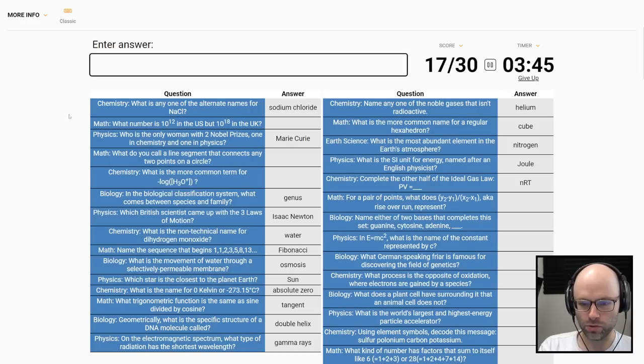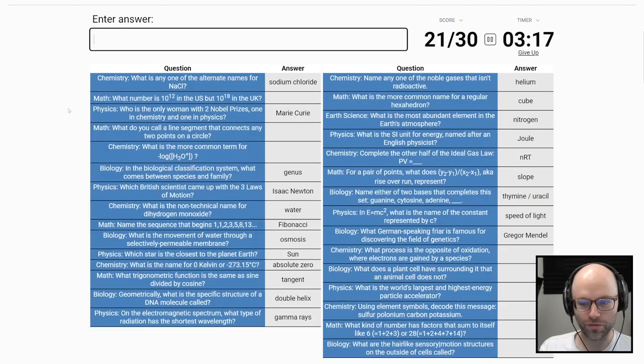For a pair of points, what does y minus y over x minus x, aka rise over run, represent? It represents the slope of the line. Name either of two bases that completes this set: guanine, cytosine, adenine, thymine. C is the speed of light. What German-speaking friar invented the field of genetics? That would be Gregor Mendel. Also the main character from Franz Kafka's The Metamorphosis.